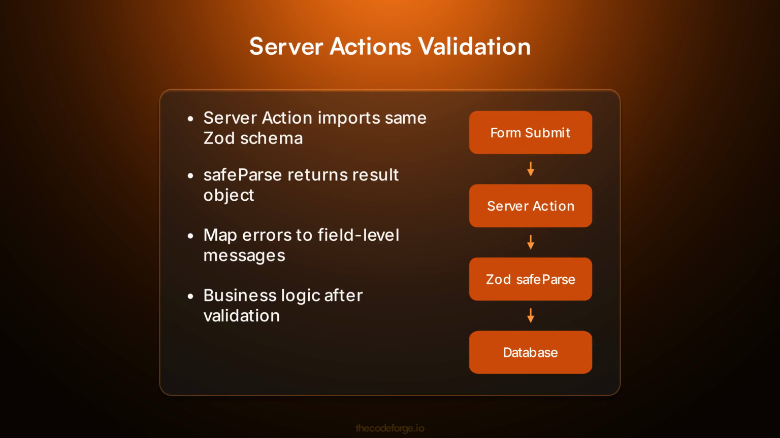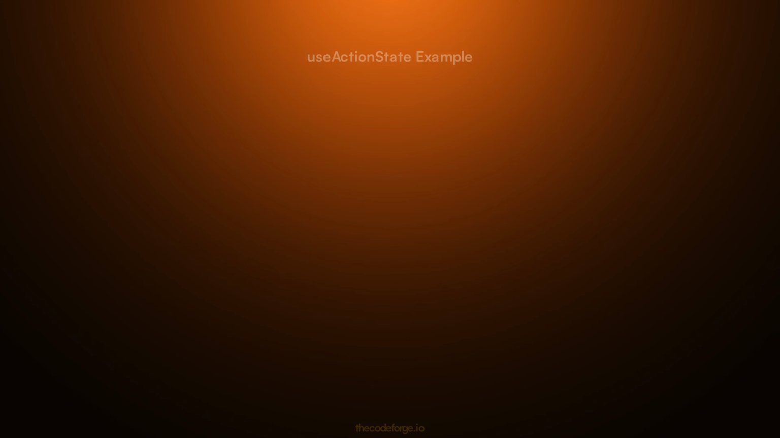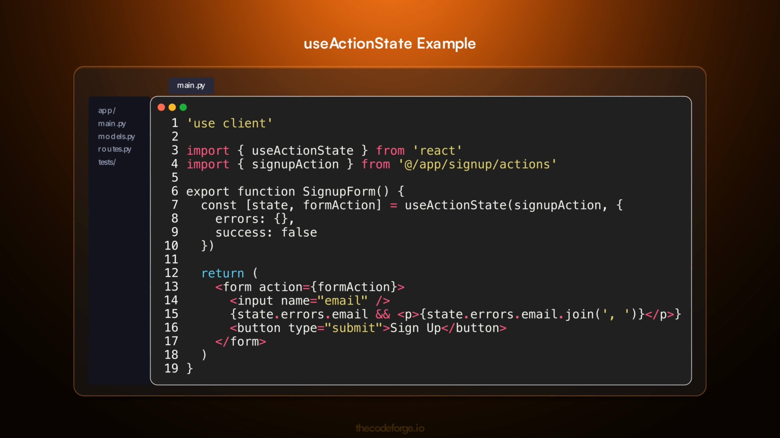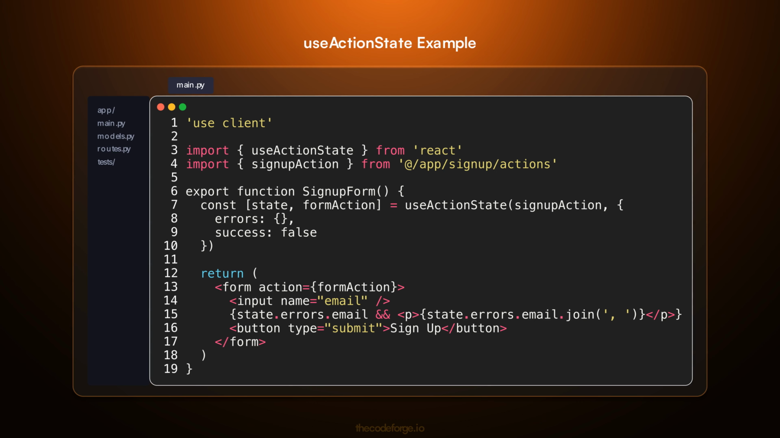React 19's useActionState connects the form to the server action. It returns the state, a wrapped action, and a pending flag. The form's action prop points to formAction, and errors are rendered from the state. Here's useActionState in action. The form uses action equals formAction instead of onSubmit. Server errors appear in state.errors and are rendered inline. No form data is lost on error.